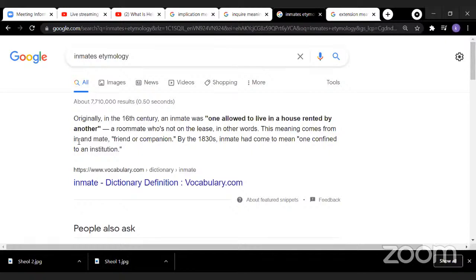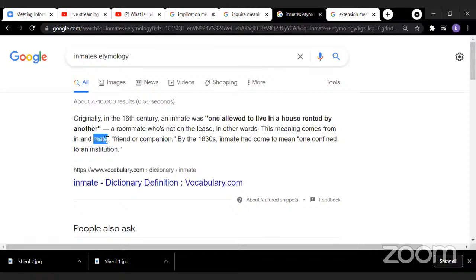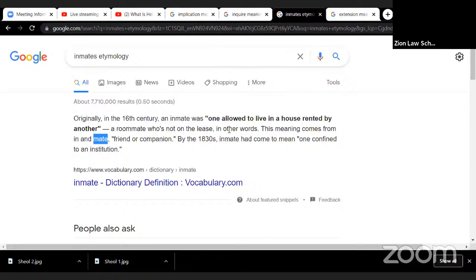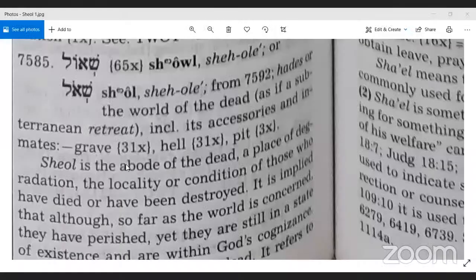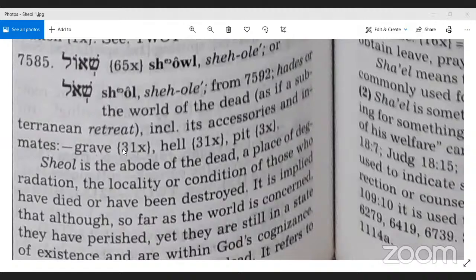Okay. Right. Okay, so they use mate today as friend in Australia. Yes. Okay, so a friend or companion who's living in your house. So the connotation is not negative. Okay, well, the etymology is not negative. The connotative meaning is negative. Right. They definitely have changed. Did you get that, Louis? Yes, yes, I did.